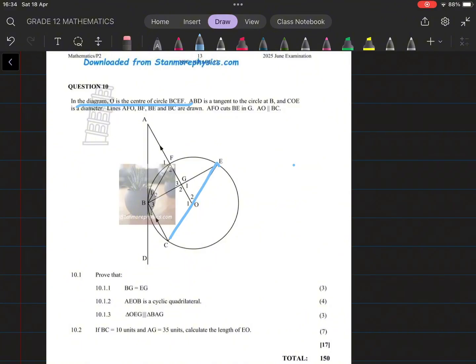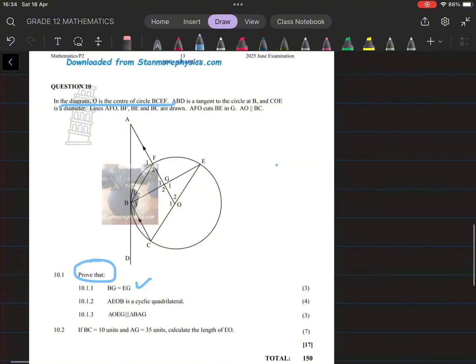And the line AFO, we have line AFO, and BC are drawn in parallel. We have AO, which is parallel to BC. Now the first question: prove that BG is equal to EG.